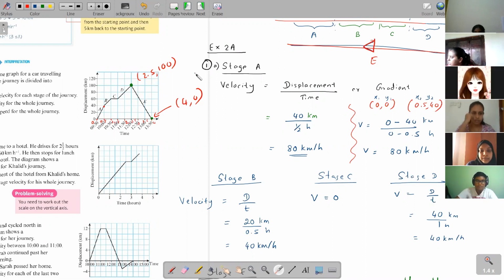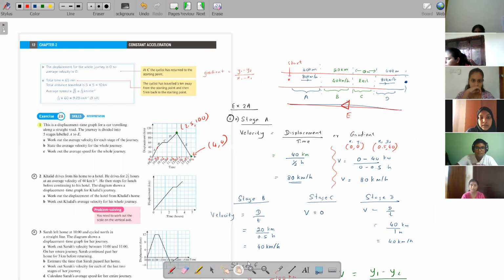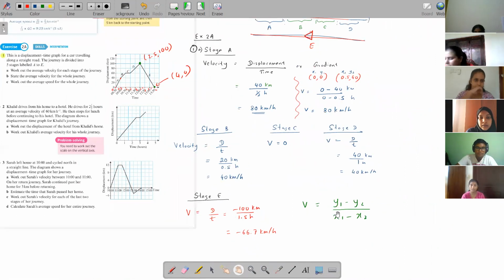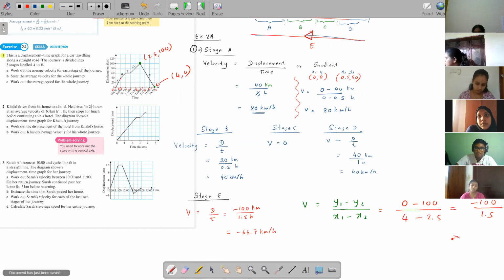If you use these two coordinates, you will get the answer in one go. The negative will come and you don't even have to think about the negative. So y2 is 0, y1 is 100, x2 is 4, x1 is 2.5. What's the answer? Negative 100 over 4 minus 2.5, which is 1.5, right? Am I correct? Do we get the same answer? Yes, Neda. We get the same answer, right?